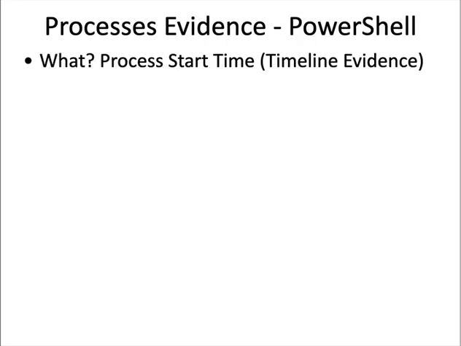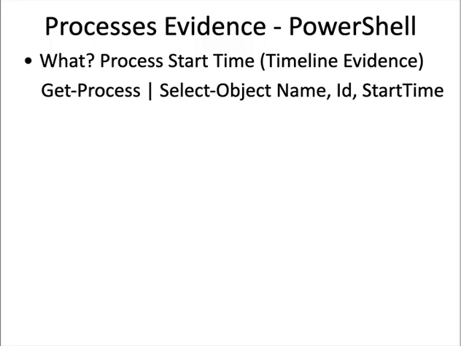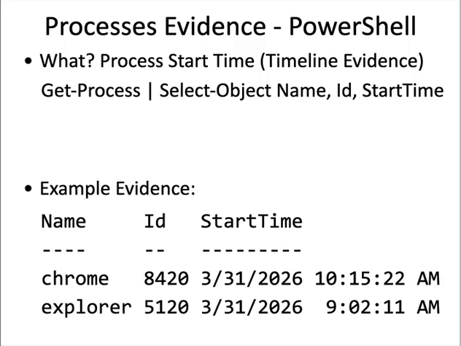Now, in PowerShell, to do the same thing, we're going to use this PowerShell command and select, like we did with the Unix ps command, that we want to see the start time. And if we do that, it will look like this. So Explorer started at 9:02 a.m. and Chrome started at 10:15 a.m. And it gives the ID of the executable as well.